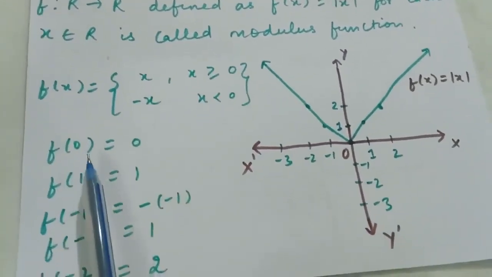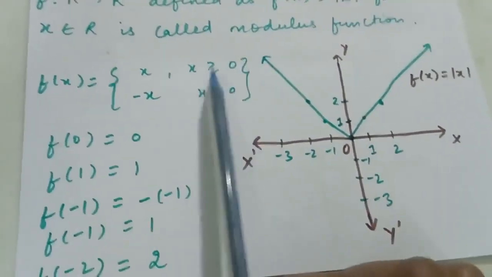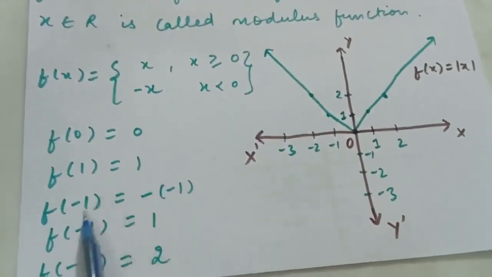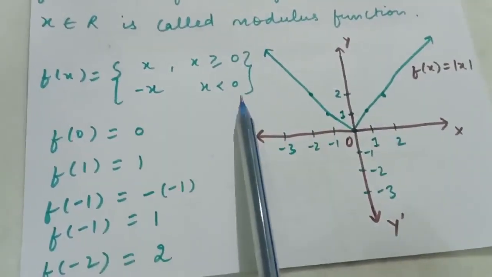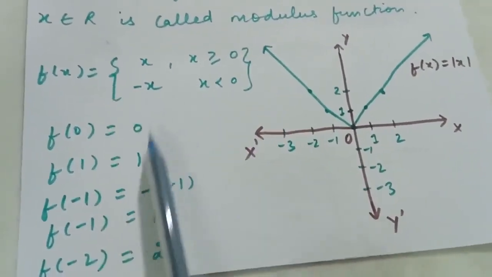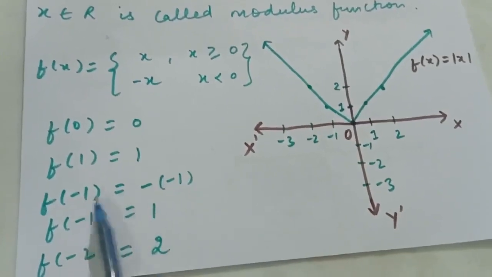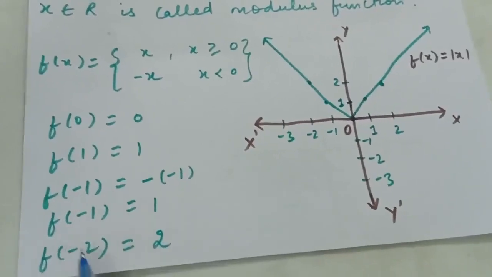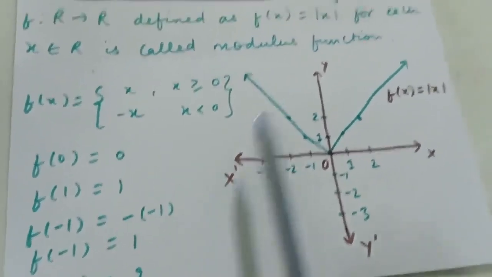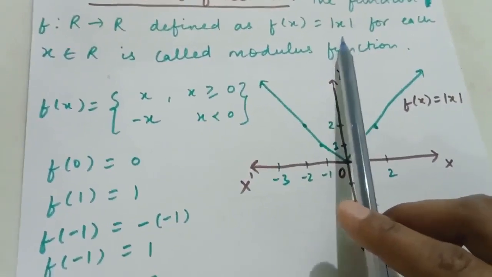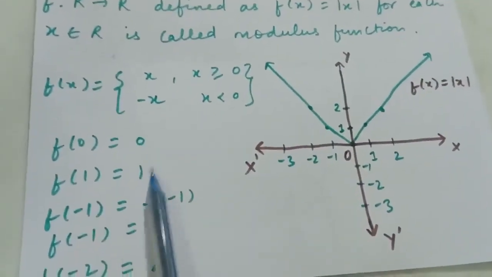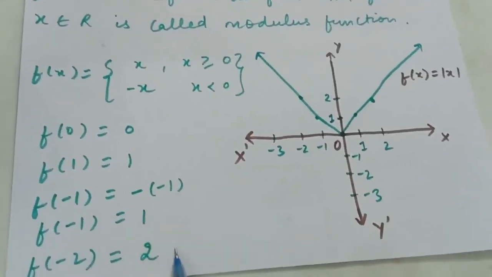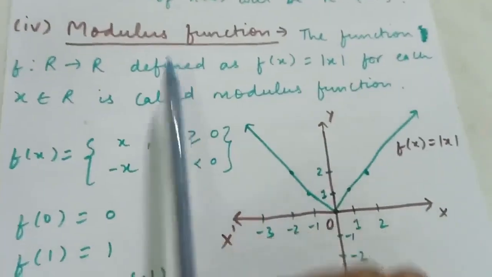You can see some examples. At f(0), x equal to 0, f(x) is x, that is 0. f(1) is 1. Now f(-1): when x is less than 0, f(x) is minus of x, and x here is minus 1, so minus of minus 1 is 1. Similarly, f(-2) will be 2. That is, modulus always gives the positive values. 1 will remain 1, but minus 1, minus 2, minus values also change to positive values, right? This is our modulus function.